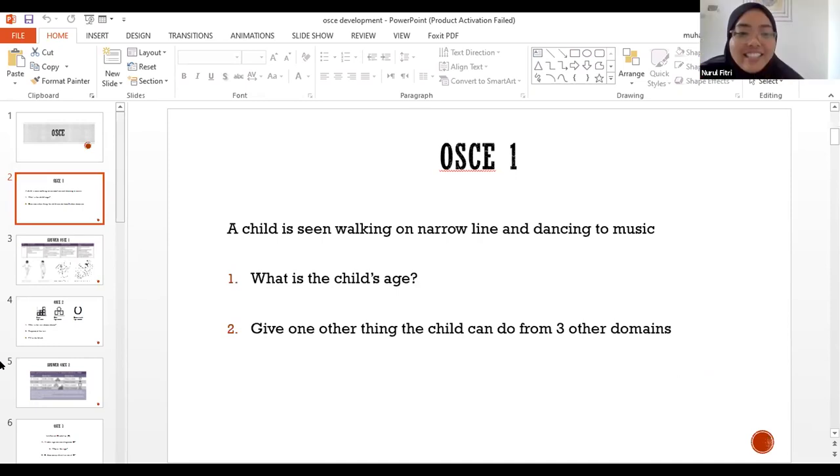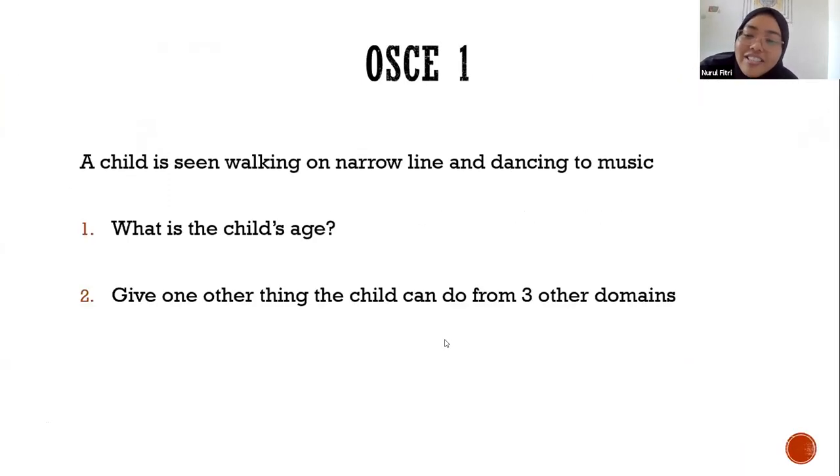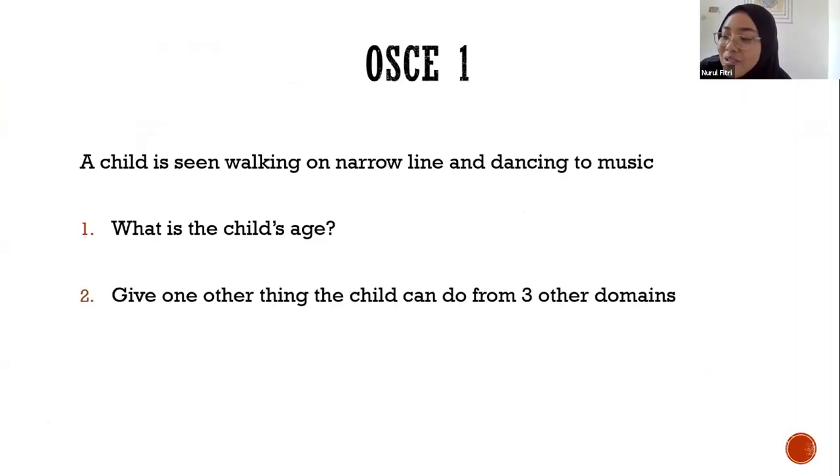Okay, a child is seen walking on a narrow line and dancing to music. Based on this milestone, what is the child's age? Anyone? 5 years old. Yeah, betul, 5 years old. So this is a domain apa, walking on a narrow line and dancing to music? Gross motor. Okay, give one other thing the child can do from the 3 other domains.